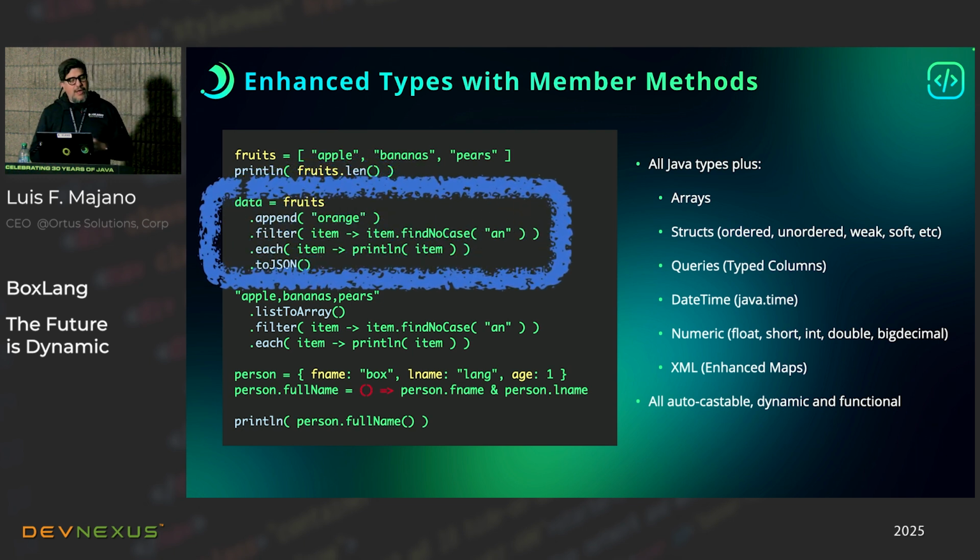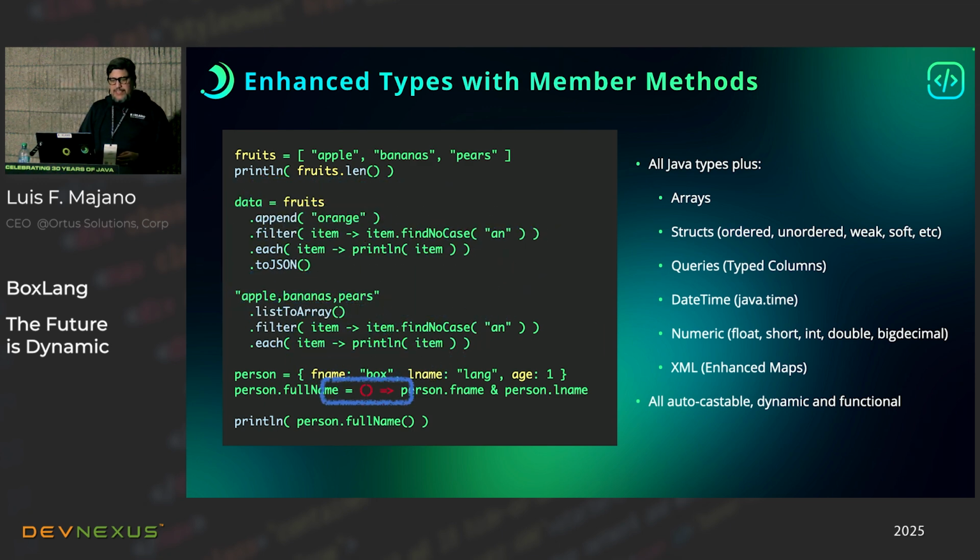So here, for example, that array, I can append things functionally, I can filter them, I can iterate, and everything is native to JSON. So I can just say toJSON on any type, and it will be converted to JSON. Here, for example, I'm adding a closure into a struct to simulate, for example, a class. So it's kind of like a record, right? And then I can have person.fullname and actually execute the closure that I just basically dynamically injected into that map.